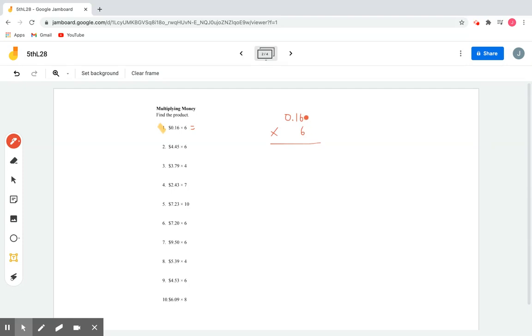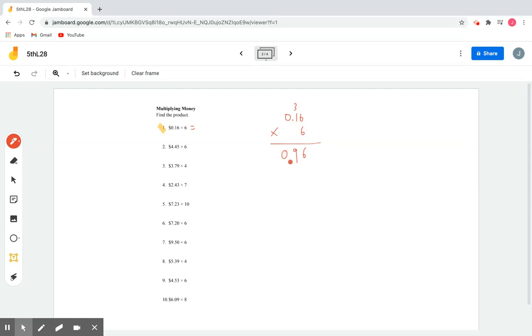So let's multiply with the ones place first. So 6 times 6 is 36. So I'm going to write 6 here, and then 3 goes up here. And then 1 times 6 is 6. And I have to add this 3 here. So 6 plus 3 is 9. So 9 comes here. And then 0 times 6 is 0.